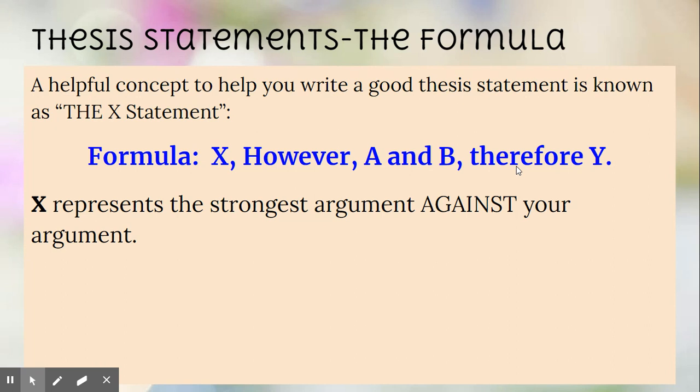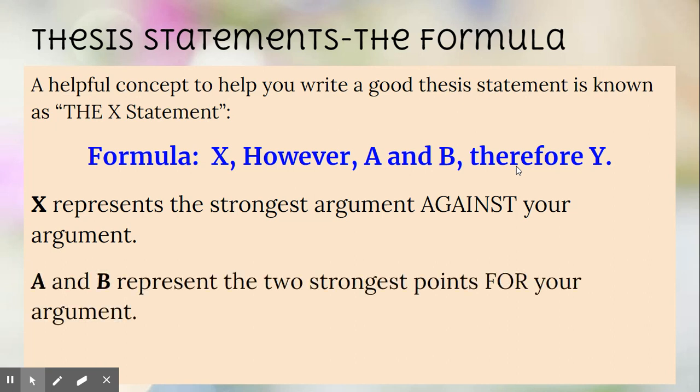So the X would represent the counter argument to that. That would be, okay, these things did change. However, mostly it didn't. So that's like the counter argument to it. So that's where you would say something like that. The A and the B represent the 2 strongest points for your argument.